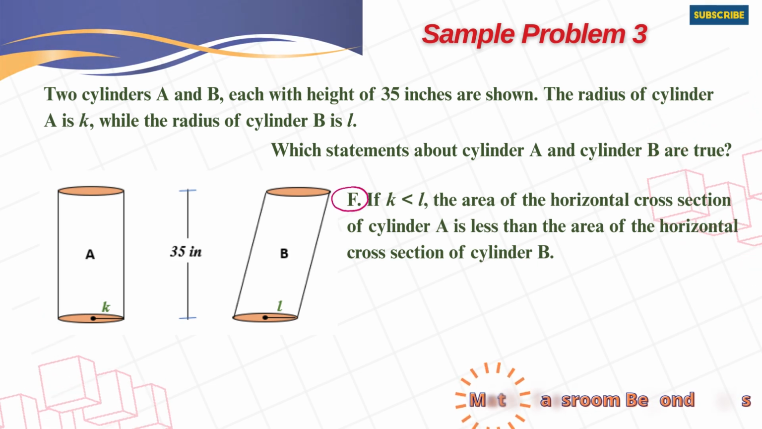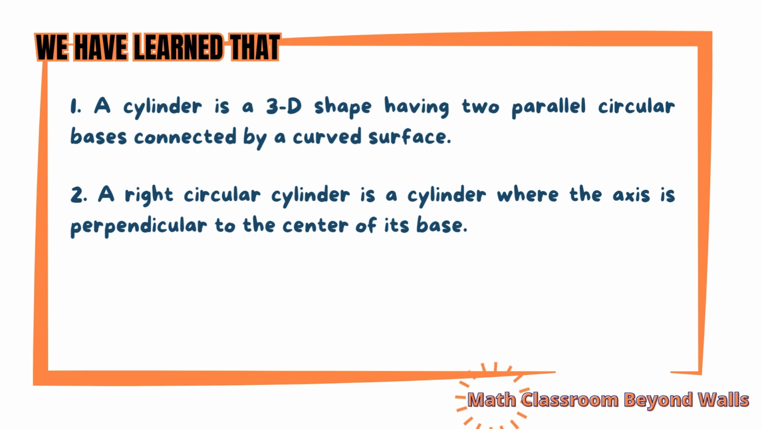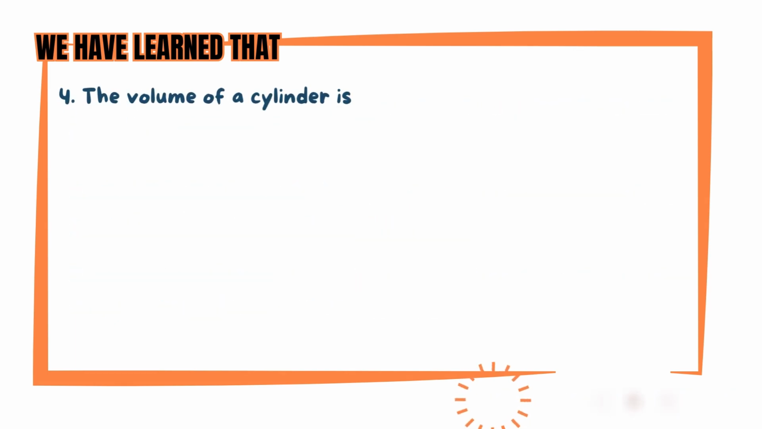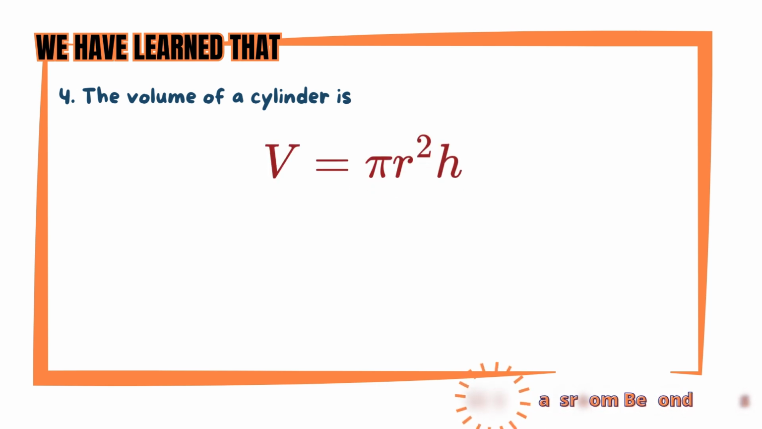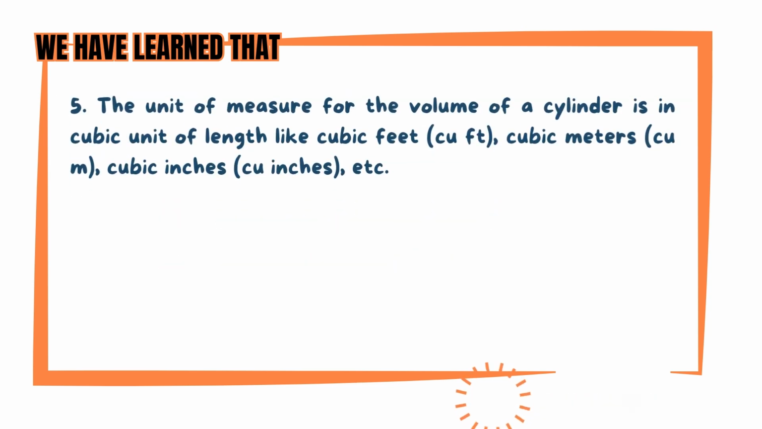There you are, learners. I hope that you acquired lots of learnings in today's video. Let us summarize what we have learned today. We have learned that, first, a cylinder is a 3D shape having two parallel circular bases connected by a curved surface. Second, a right circular cylinder is a cylinder where the axis is perpendicular to the center of its base. Third, an oblique circular cylinder is a cylinder where the axis is not perpendicular to the center of its base. Fourth, the volume of a cylinder is pi r squared h, where r is the radius of the cylinder and h is the height of the cylinder. Fifth, the unit of measure for the volume of a cylinder is in cubic unit of length, like cubic feet, cubic meters, cubic inches, etc.